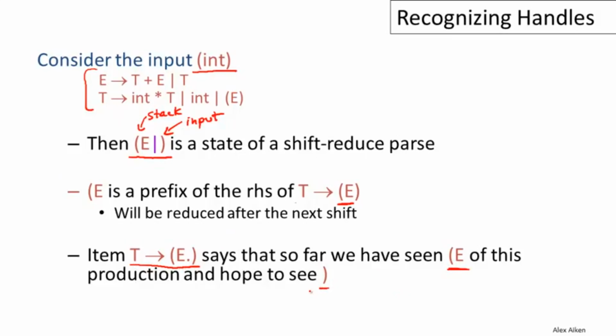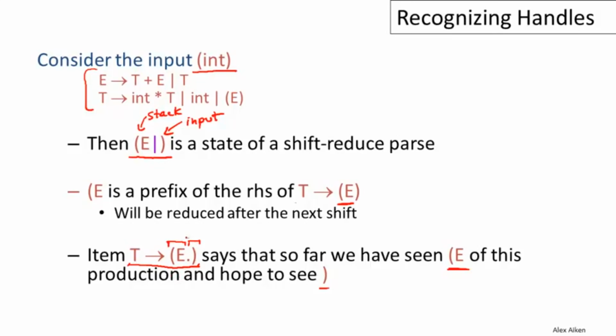So another way of thinking about it is that this item records the fact that we're working on this production, and that so far we've seen this much. Everything to the left of the dot is what we've already seen and is what is on the stack. And what is to the right of the dot is what we're waiting to see before we could possibly reduce. And we may or may not see that. Remember, the parser doesn't know the input. In this case, of course, it's the very next symbol, and so it can see it in the lookahead.